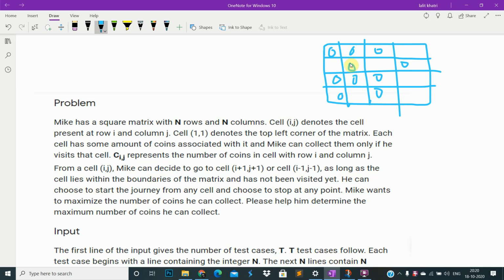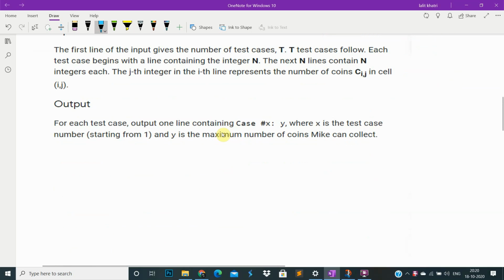And how can we travel? If we are just here, then we can go to this cell or to this cell. There is no rule that we have to start at one particular point, we can start from any point, so we have to calculate the maximum. If we start from here, we can just add up all of this, this, and this, and we have to find the maximum. That's it, a simple solution.